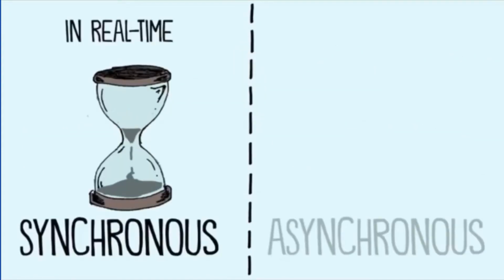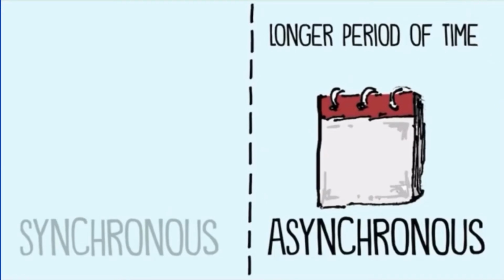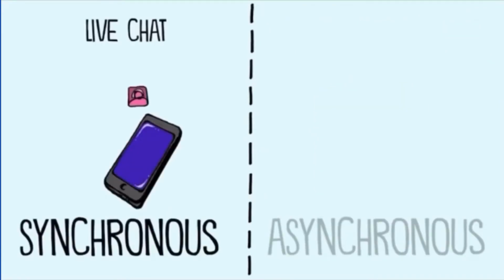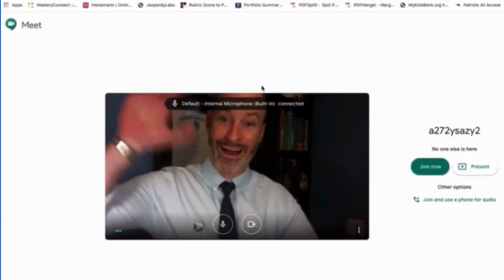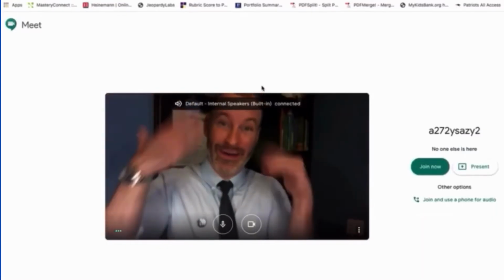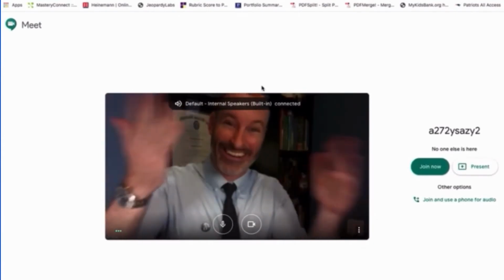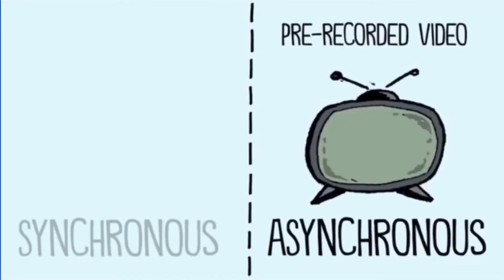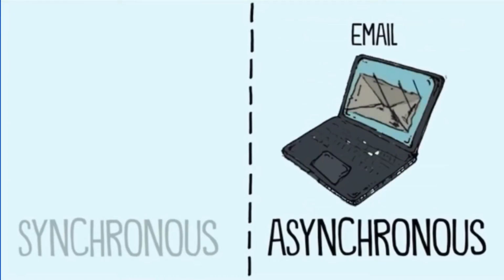Synchronous learning occurs in real time or in the moment, while asynchronous learning occurs over a longer period of time. So examples of synchronous learning include live chats, phone calls, and video conferences like we do on our live sessions on Google Meets. See, there I am saying, come on in, let's learn. Asynchronous examples include pre-recorded videos, audio messages, and emails.